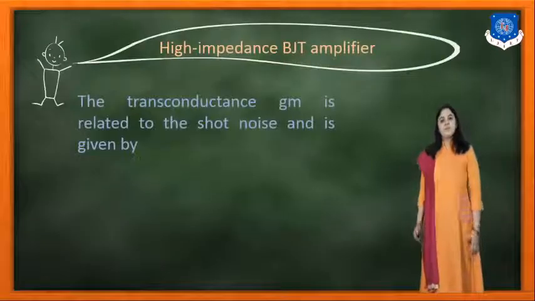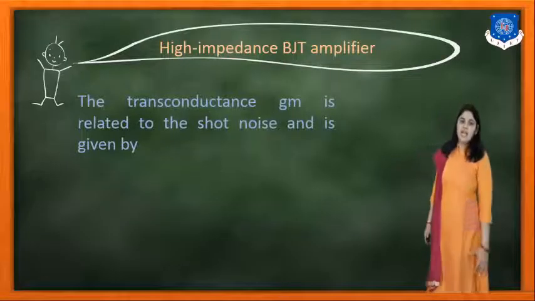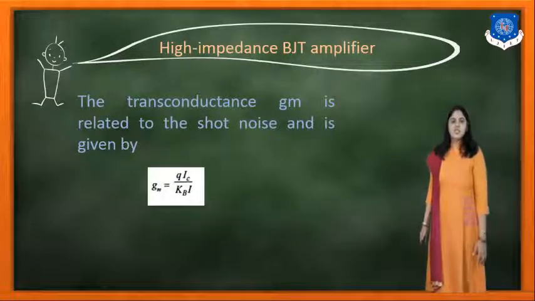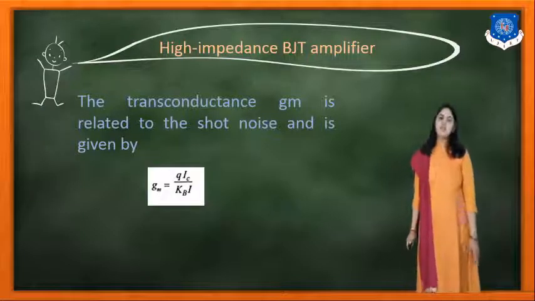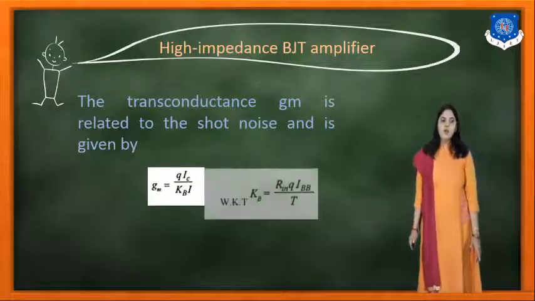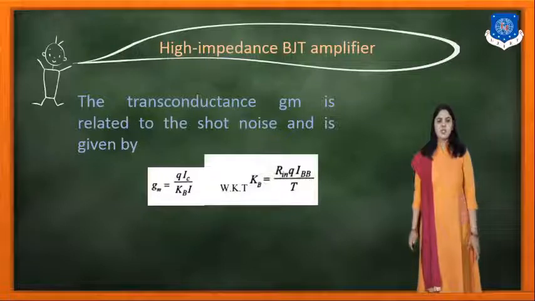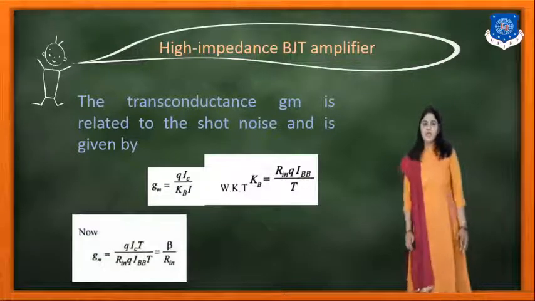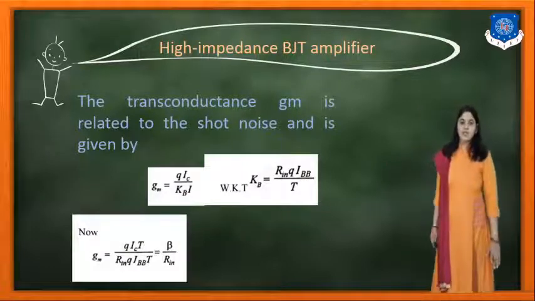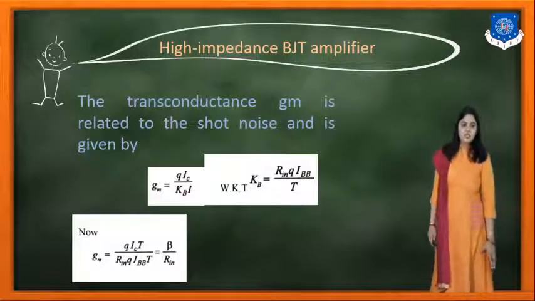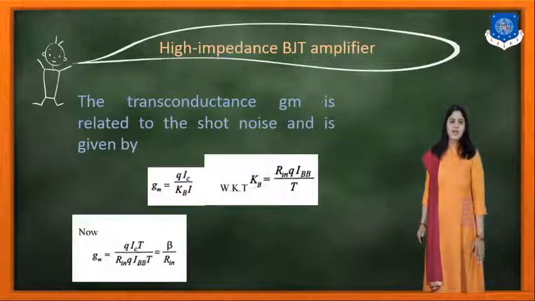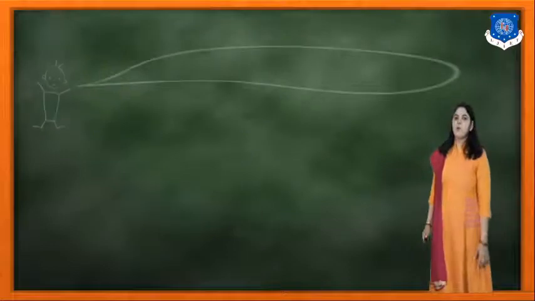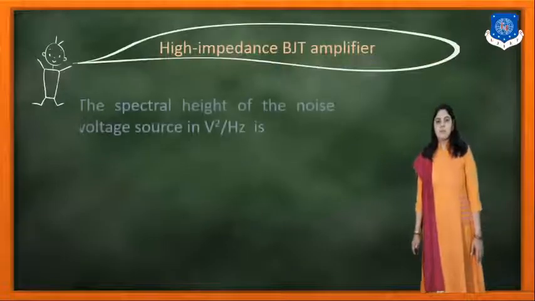So the transconductance Gm, which is related to the shot noise, is given by Gm equal to q Ic upon kB T, where kB T is equal to q IBB upon T. So therefore, putting this value in the equation, Gm is equal to beta upon R in, where beta is equal to Ic upon IBB.